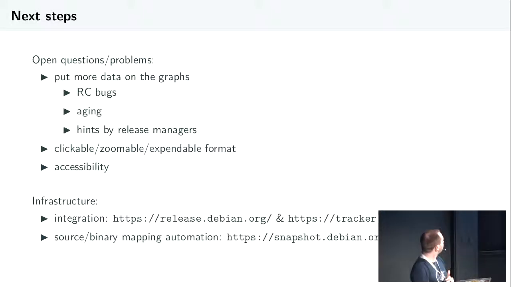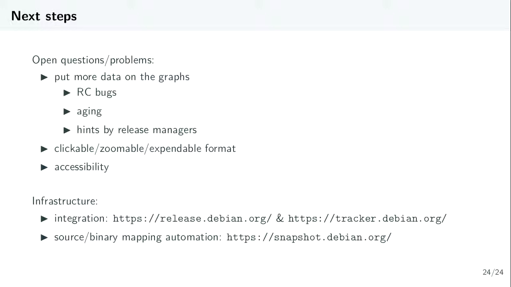And on the infrastructure side, I would like to integrate that onto release.debian.org, so in the Britney area, but also maybe on the tracker pages so that we can click on a given package and then get the appropriate graph generated for this specific package.